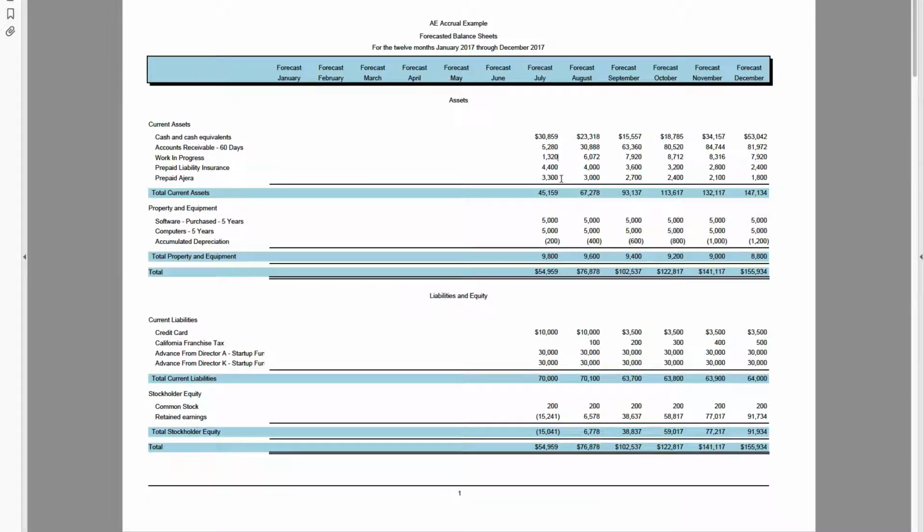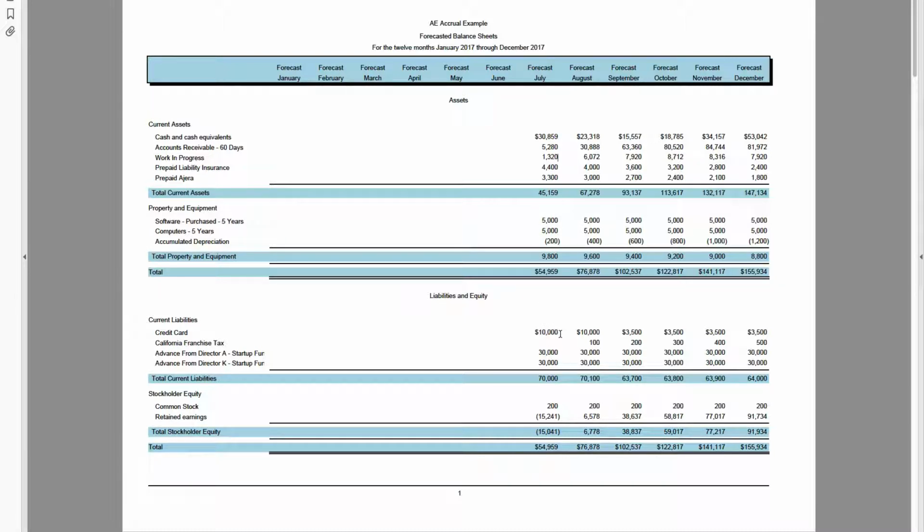Azure Cloud requires you to pay for the full subscription for the year up front, and so this shows the prepayment and then declining over time. The firm plans to spend $5,000 on computers up front and $5,000 on software, and we're going to start depreciating those assets right away.